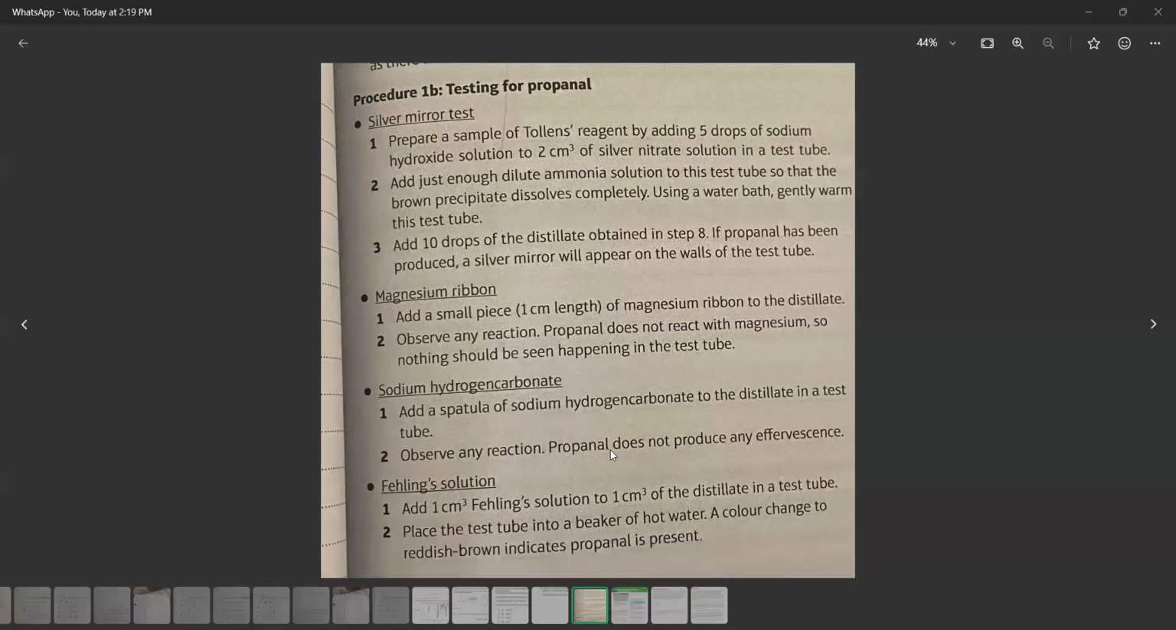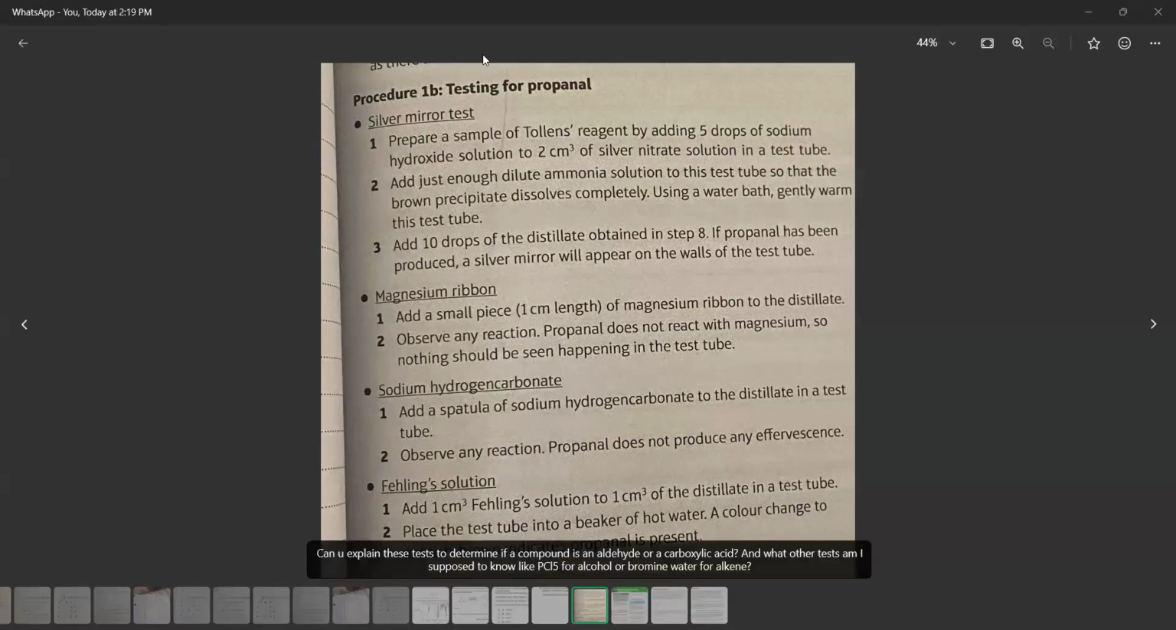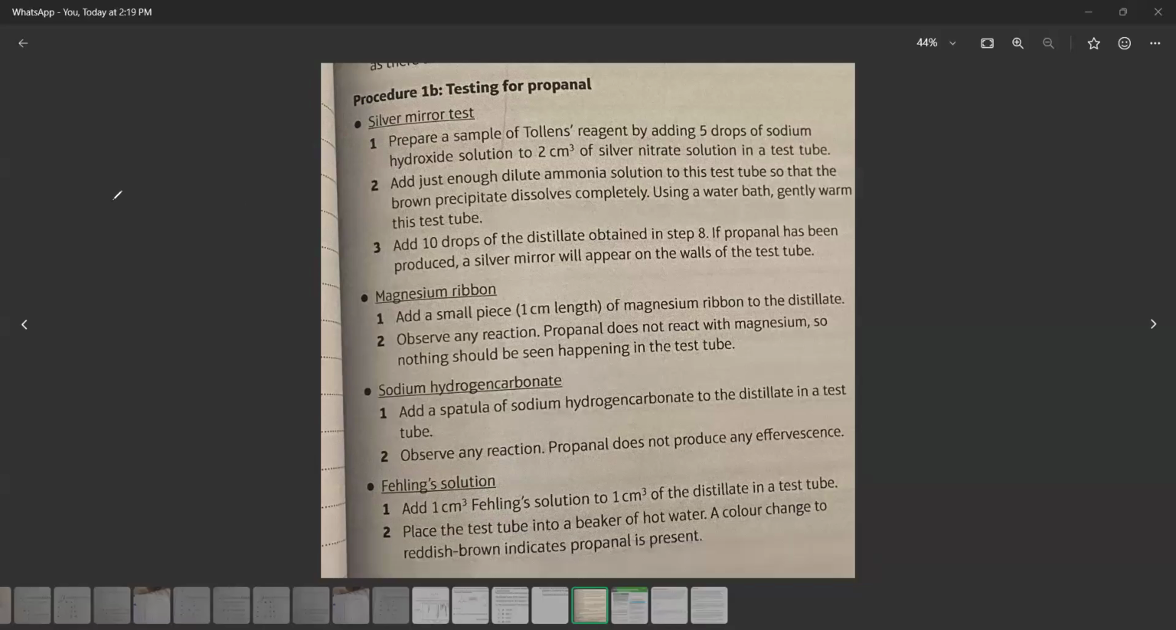What is a magnesium ribbon test? The magnesium ribbon test can also be used to check the presence of an acid, because whenever we have a metal plus acid, it gives a salt and hydrogen. So if it gives bubbles, fizzing, it means acid is there. So magnesium ribbon can also be used to identify that a compound is an acid. Or you can add a sodium metal.